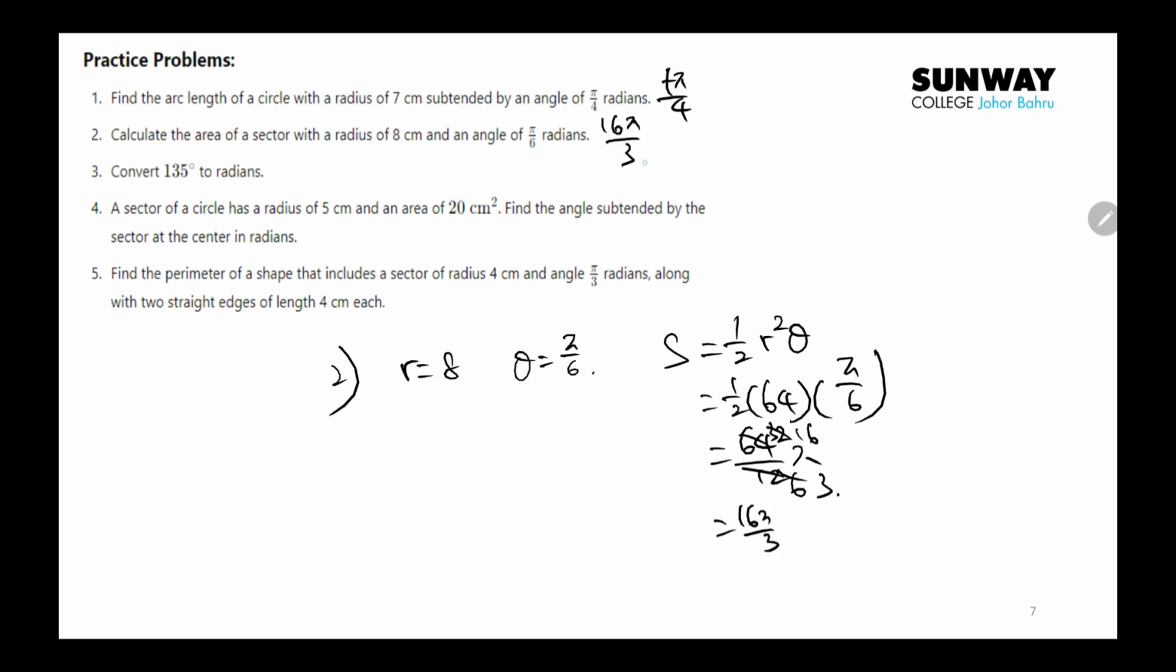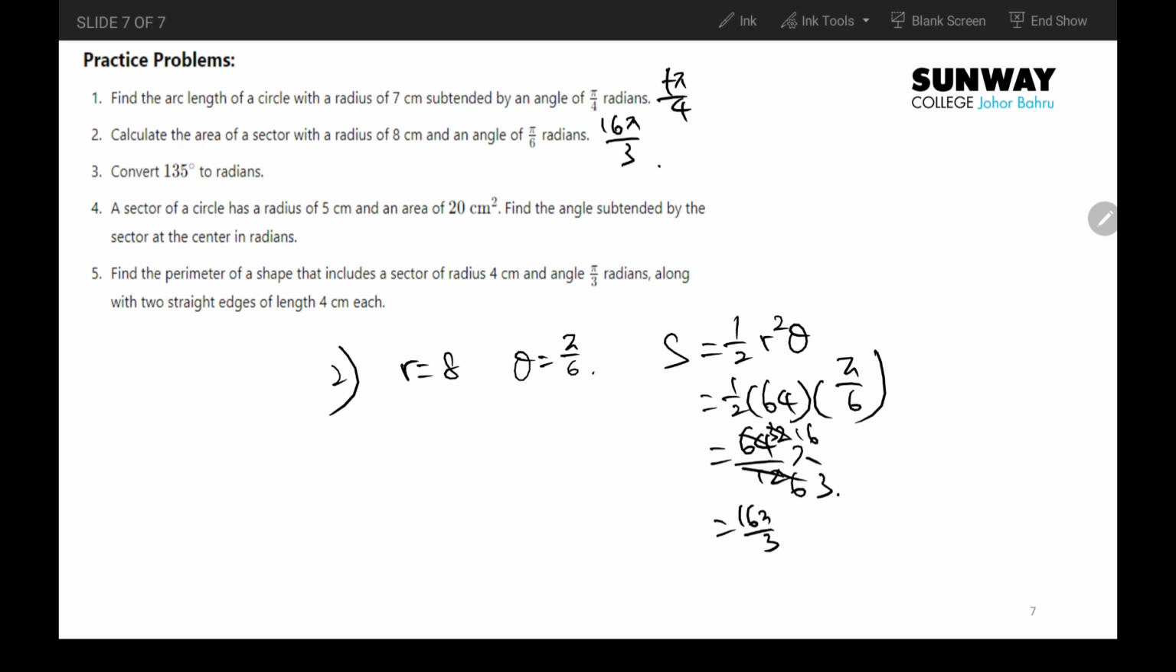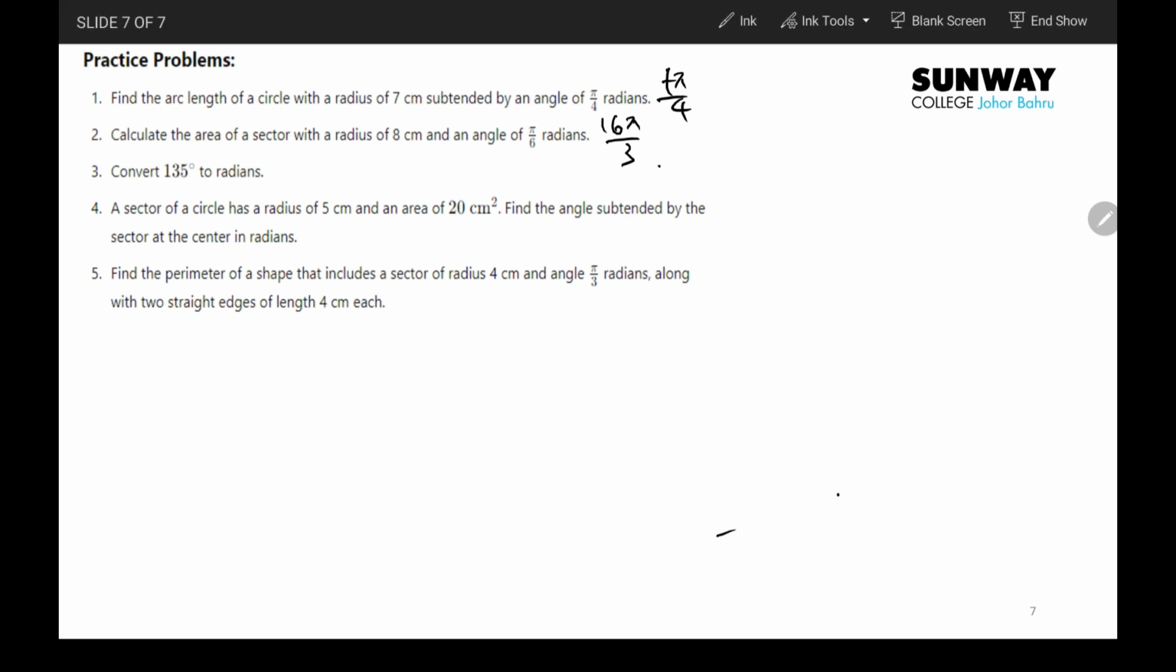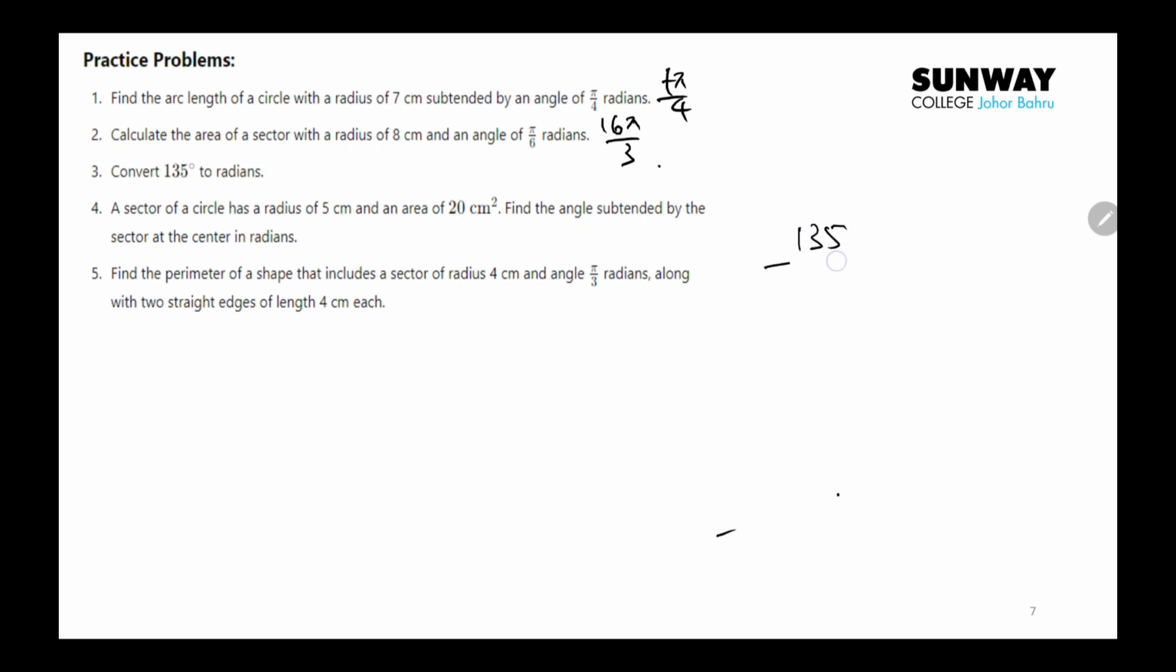The next question, for question 3, convert 135 degrees to radian. Again, we have learned that this is all you need to do. You can use your calculator to simplify it. So the answer is going to be 3 pi over 4.